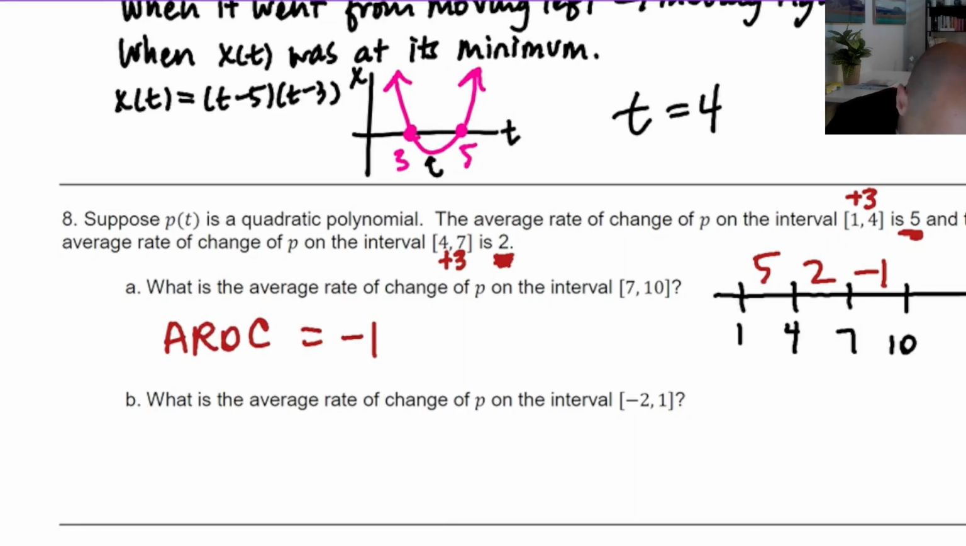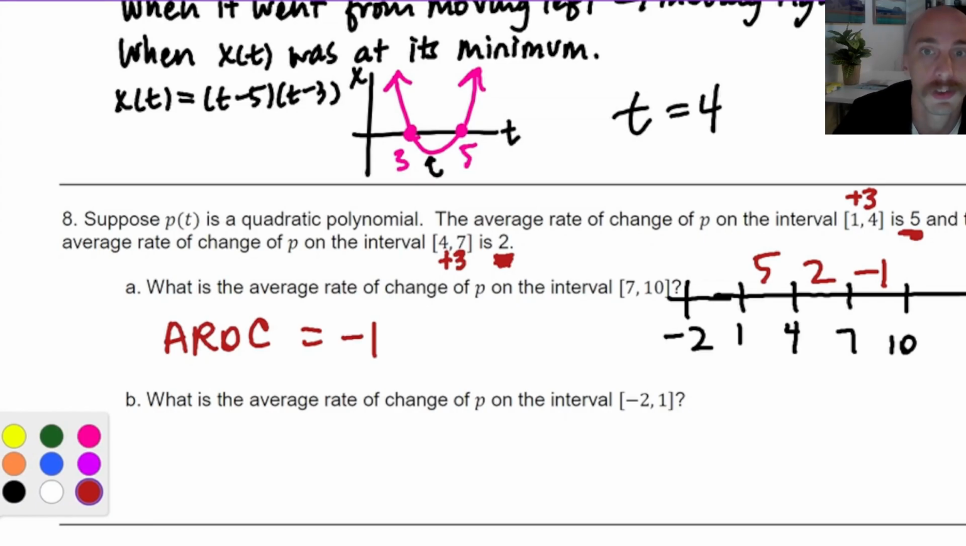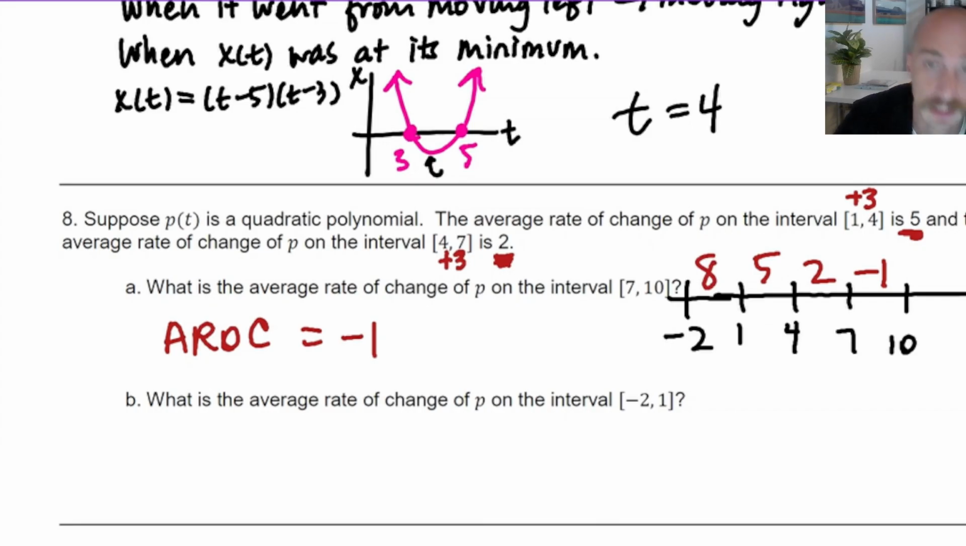And the average rate of change of p on the interval negative 2 to positive 1, that's an x interval, it's going to be back here. And so I'd need to go back one level, okay, and to go to the left, it looks like I'm adding 3. Or I can think about what I would subtract 3 from to get down to 5, and that would be 8. So on that interval, the average rate of change is going to be positive 8.